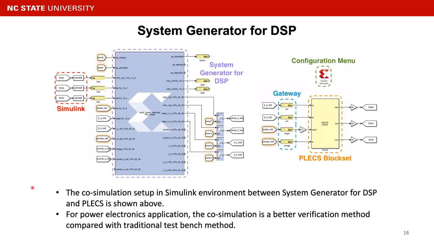And here's a co-simulation setup in Simulink environment between the System Generator for DSP and the Plexim. As you can see, the blocks with the blue background are the blocks from the System Generator for DSP toolbox, while the blocks with the yellow background are from the Plecs block set. And there are also configuration menus from the System Generator in which we can configure our target devices and the clock speed.